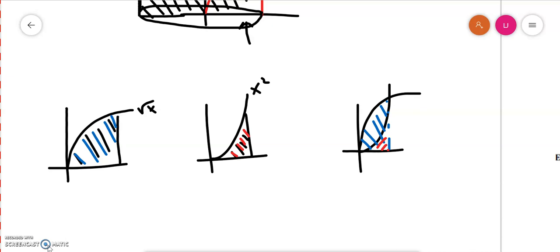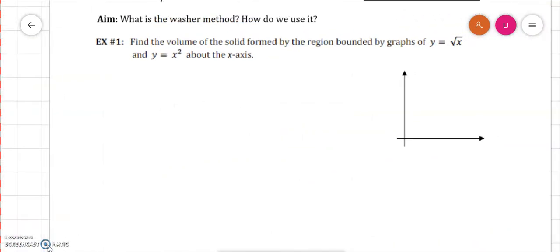And you did something very similar in your starter as well when you had a cylinder with a hole in it. My assumption is that you found the volume of the large cylinder and then subtracted the volume of the smaller empty cylinder inside. So we're going to do the same thing for these problems. So let's look at example 1.